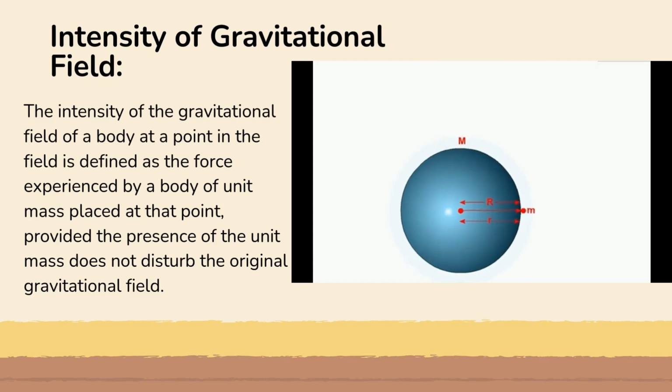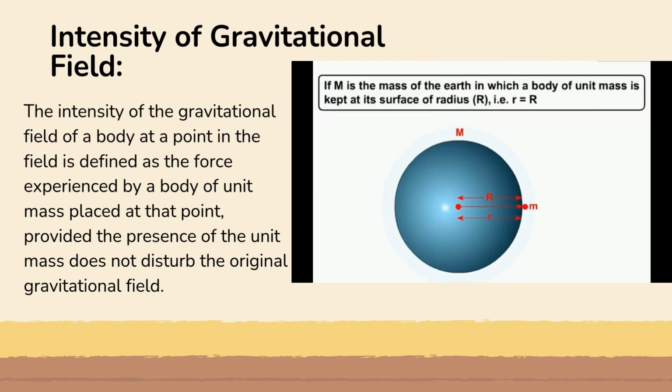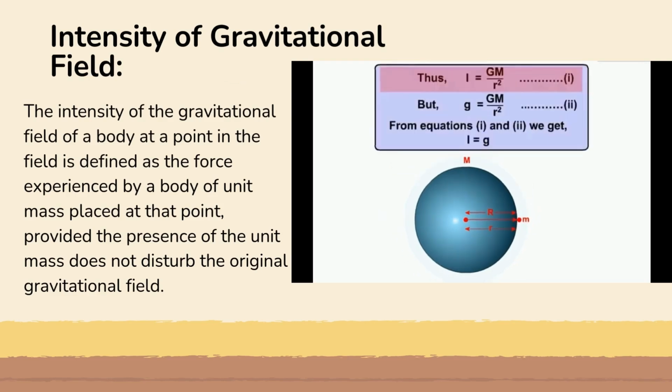Students, if M is the mass of the Earth, in which a body of unit mass is kept at its surface of radius r, that is, r is equal to the capital R, thus I is equal to the product of GM divided by R square. Let this be equation number 1. But we know that g, or gravity, is equal to the product of GM divided by R square. Let this be equation number 2. Now from equation 1 and 2, we get I is equal to g.